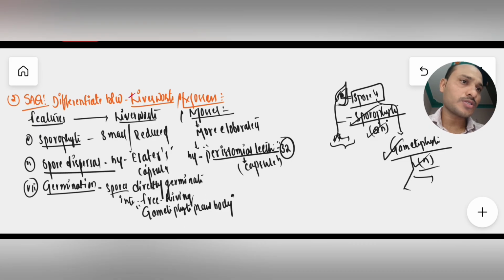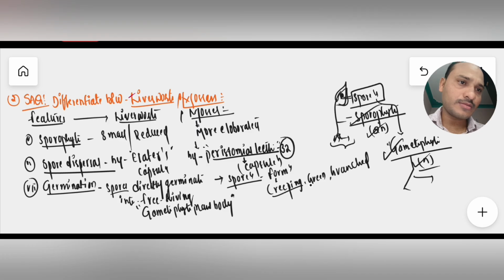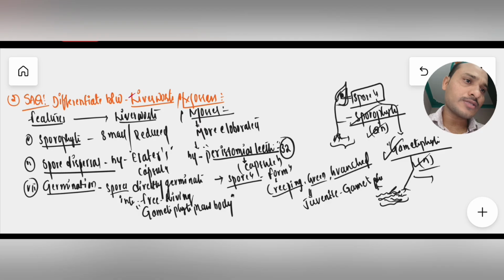Just now we discussed that spores germinate into the gametophyte plant body. But in the case of mosses, very important, the spores form a creeping, green and branched gametophytic plant body. For example, this spore develops or germinates, creeping like this, and it is green in color and has branches. This creeping green structure is the first developed stage, the first juvenile gametophytic plant body.